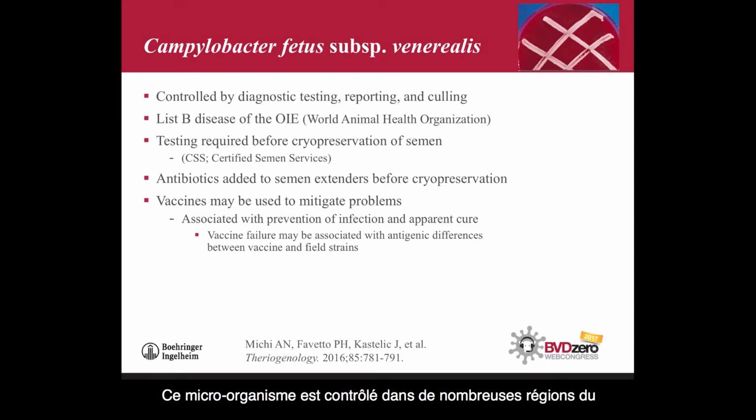Culling of animals. This is a List B disease for the Office of International Epizootics, the World Animal Health Organization. Testing is required before cryopreservation of semen, and antibiotics are added to bovine semen prior to cryopreservation to ensure that this organism is not accidentally transmitted and associated with samples that have already been tested negative in this system.